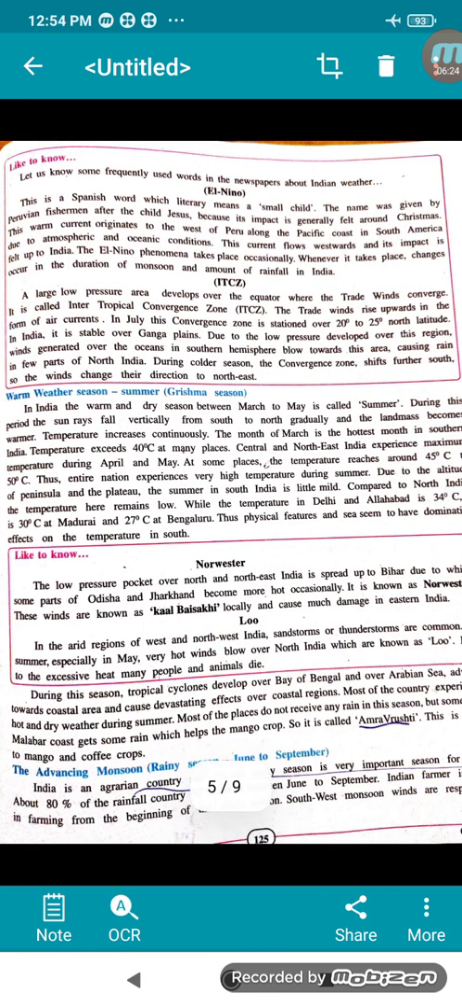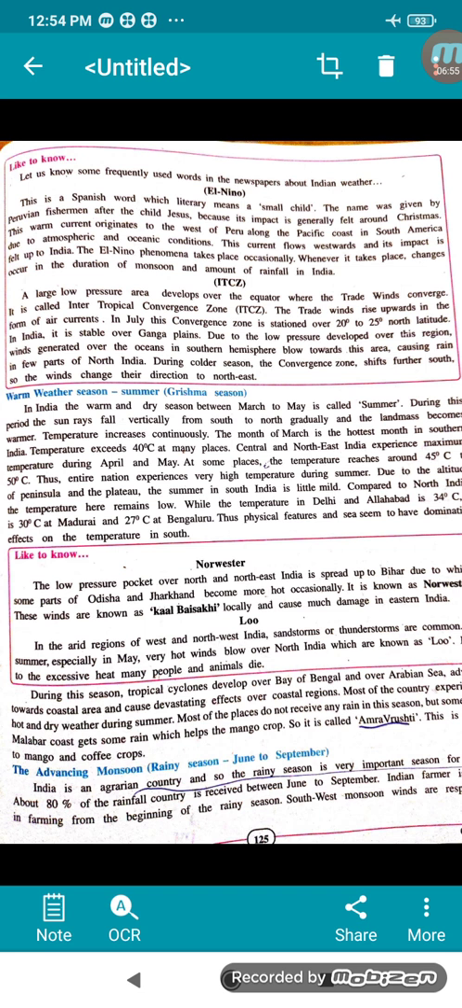Now, page 125. Warm weather season, summer. Next, immediately after winter, which season will we get? Hot, that is summer. In India, the warm and dry season between March to May is called summer. During this period, the sun rays fall vertically, moving gradually from south to north, and the landmass becomes warmer. Temperature increases continuously. The month of March is the hottest month in southern India.